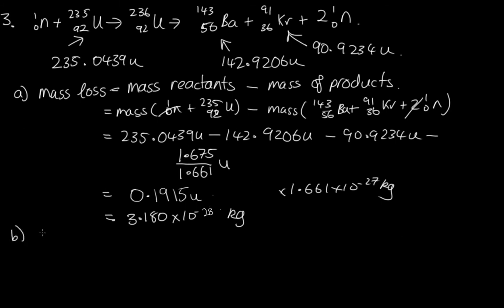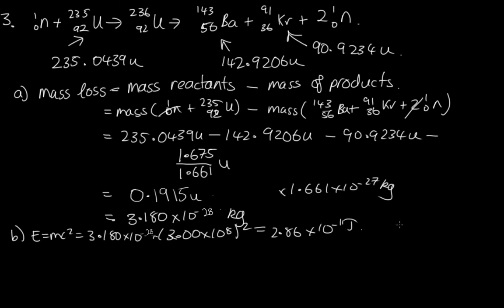And now in part B, we're asked to calculate the amount of energy released. So this is just going to be mc squared, where m is the mass lost, so that's this. 3.180 times 10 to the minus 28 times 3.00 times 10 to the 8 squared gives us an answer of 2.86 times 10 to the minus 11 joules. And we can convert this into electron volts if we want by dividing by 1.602 times 10 to the minus 19. So this is equal to 1.79 times 10 to the 8 electron volts, or 179 mega electron volts.